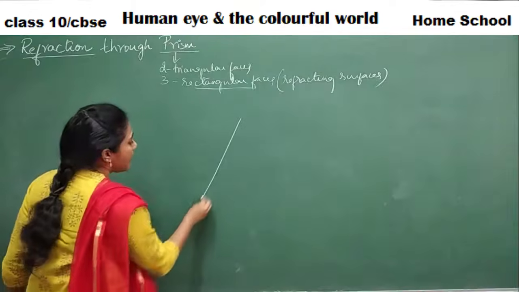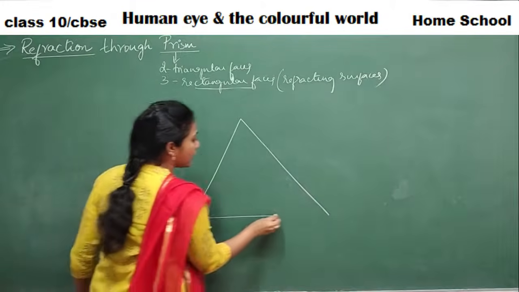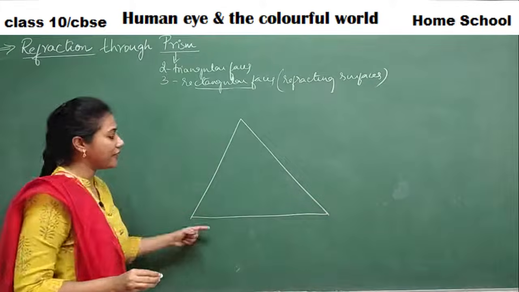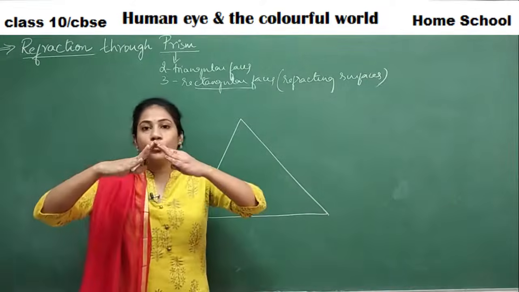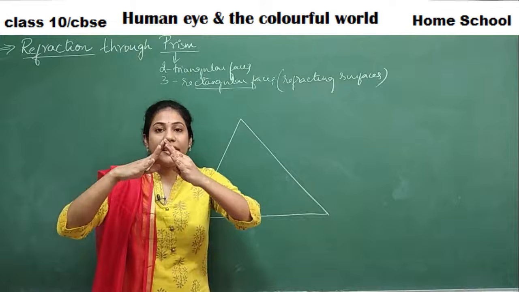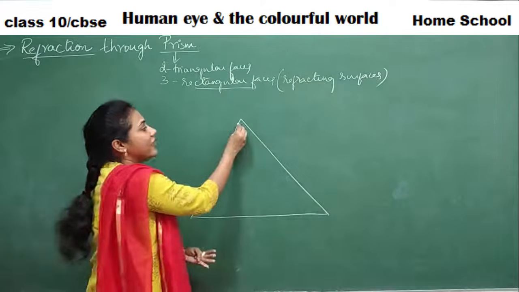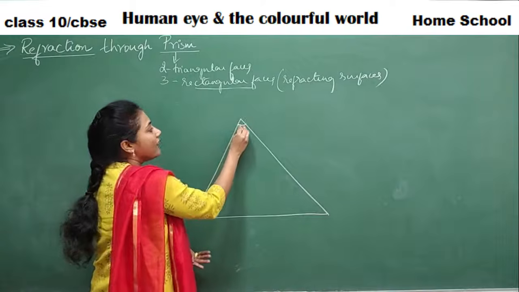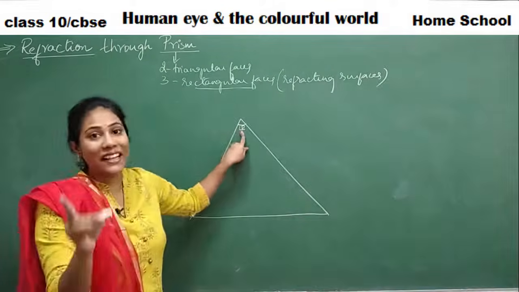Okay. See guys, observe carefully here. If this is a prism, I'm drawing a much bigger diagram just to make you understand things. So this is our prism. And one more thing, these are the two rectangular faces, right? The angle between the two rectangular faces, like this angle, we will call it the angle of prism. Okay, this angle we call the angle of prism.